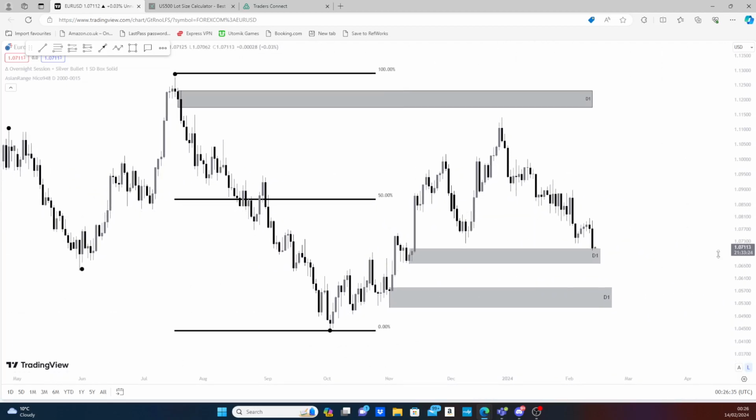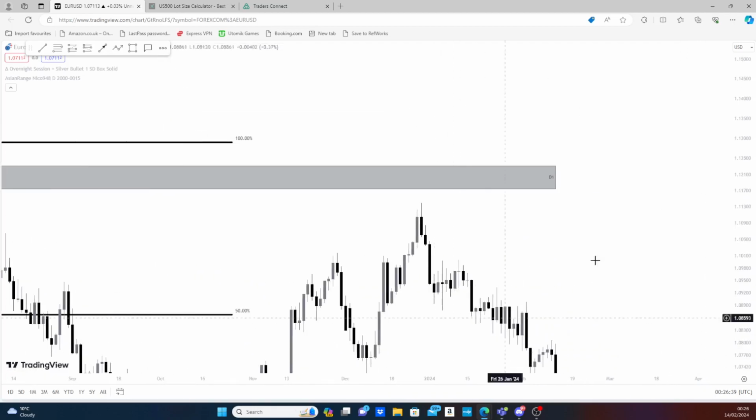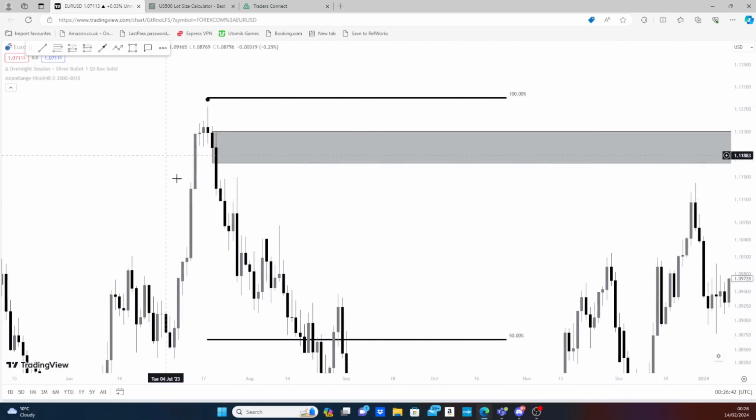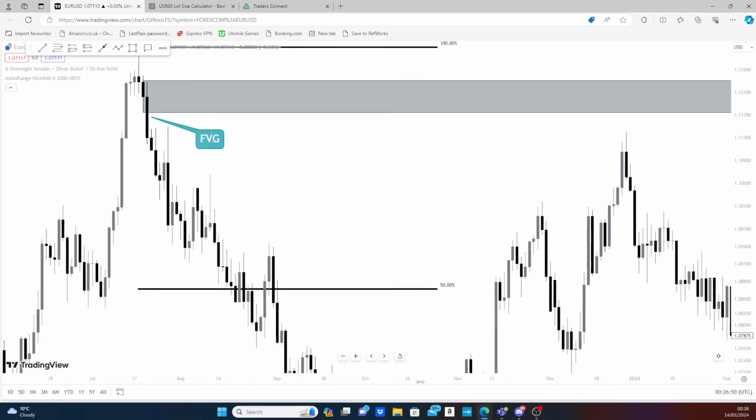Now, the next thing I'm curious to look at is where are the fair value gaps? Okay, so we have a fair value gap all the way up here in this region. So this is our fair value gap in price. And this fair value gap represents an area that price could look to rebalance in the future.